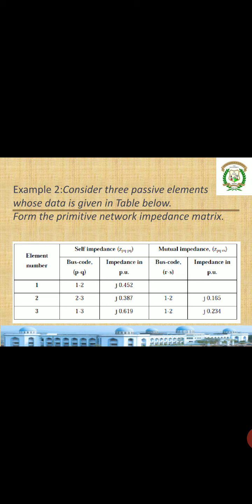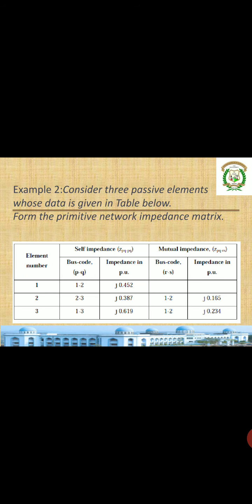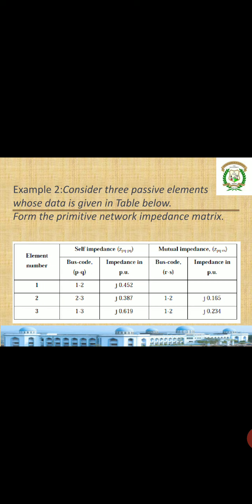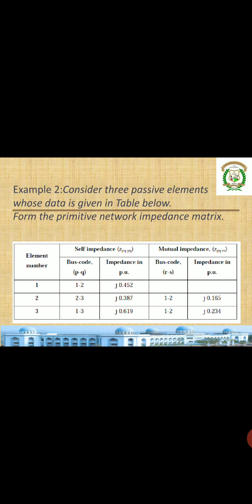As you know, there are only 3 elements here, so the matrix is 3 cross 3. The first element is 1 to 2, the second element is 2 to 3, the third element is 1 to 3, the same as in your columns: 1 to 2, 2 to 3, 1 to 3. Self values are given. The first, 1 to 2, has 0.452, and I kept the same in the first diagonal value. The second diagonal value is 0.387, and the third diagonal value is 0.619.